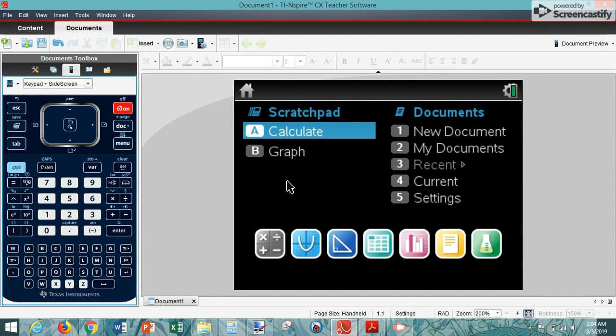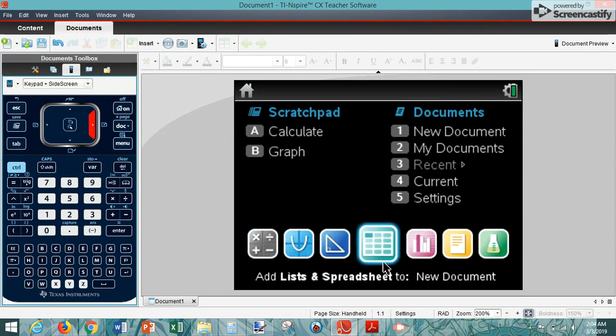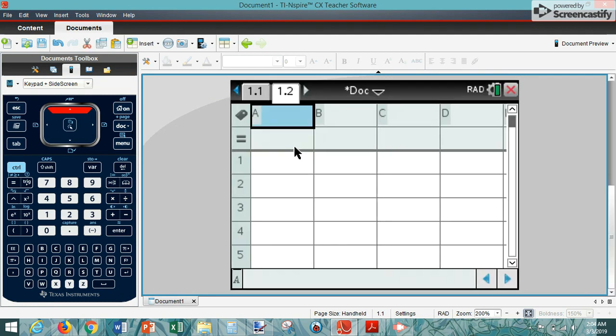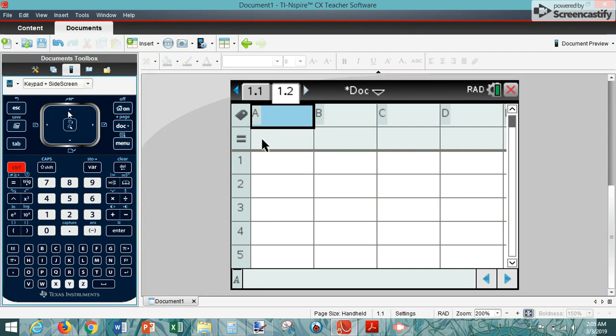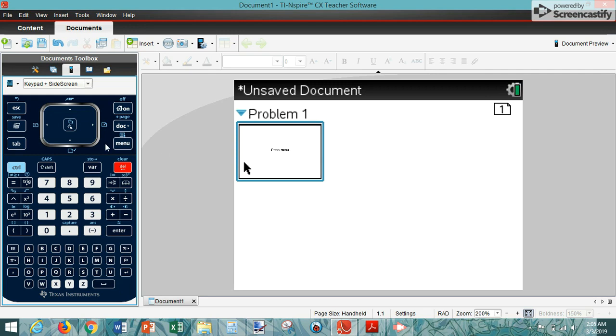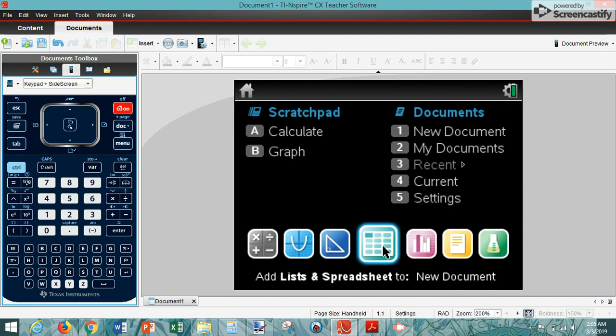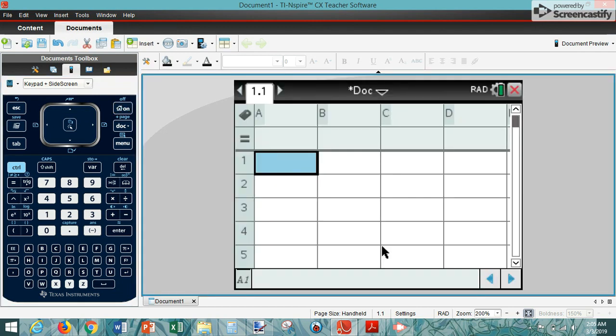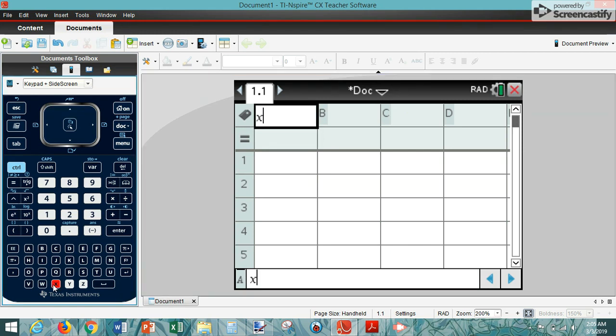So first you turn your calculator on, go to this icon right here. It says add lists and spreadsheets. Now we might have more than one tab open. If that's the case, press Control up and keep deleting until it says OK. Go back to the home, press the add lists and spreadsheets. Let's go ahead and call column A X and call column B Y.